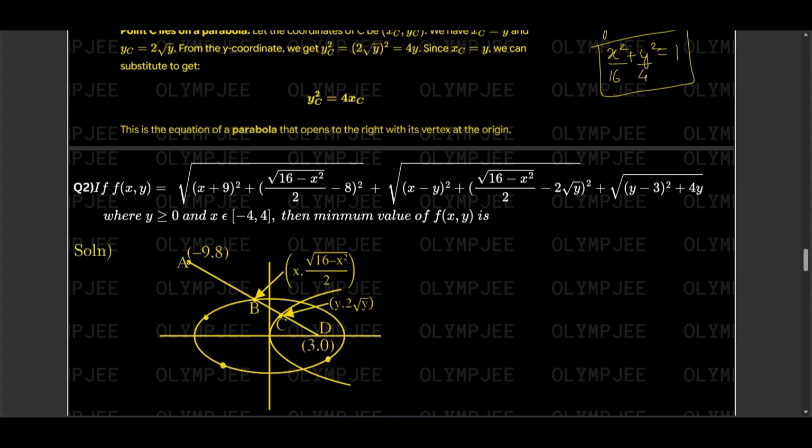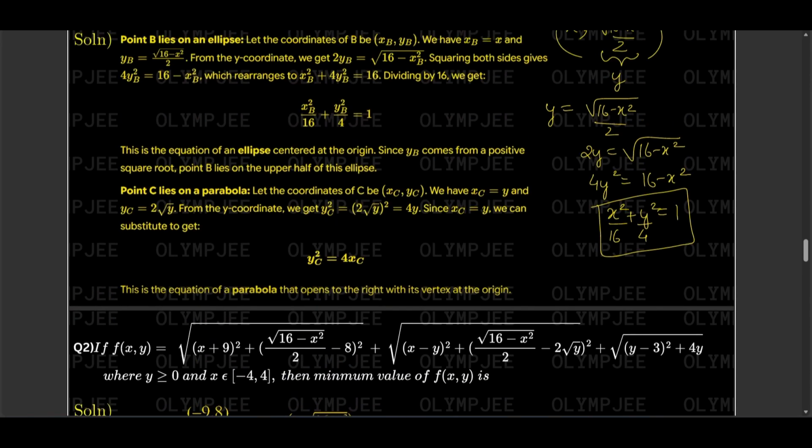So if point B would have been here, then AB would have been this distance, and then BC would have been this, and CD would have been this. Only A and D are fixed. B and C are variable points, which can take any value on the shape that they are lying on. And similarly, y comma 2 root y will be the equation of a parabola. I have given the derivation here.